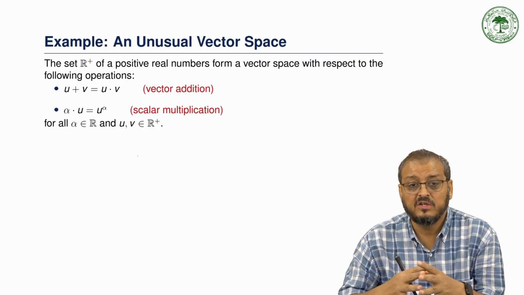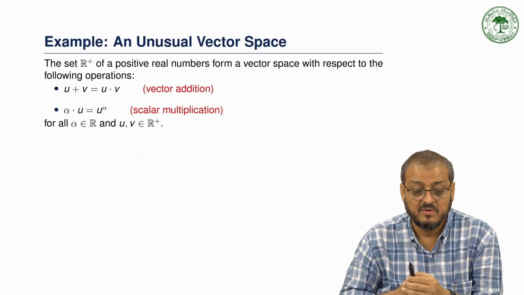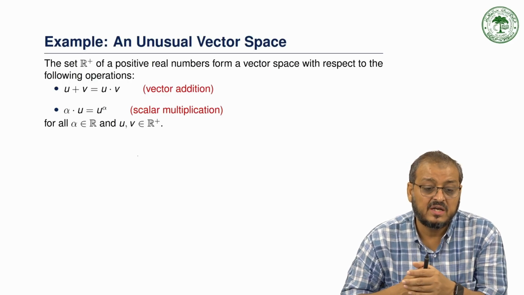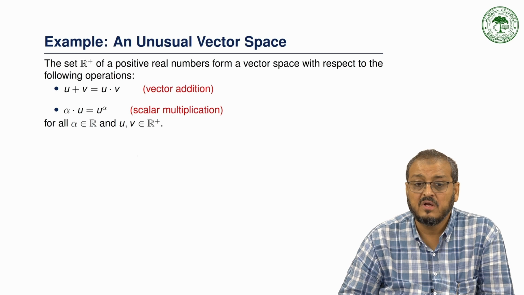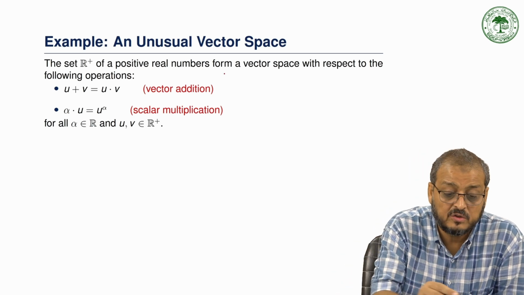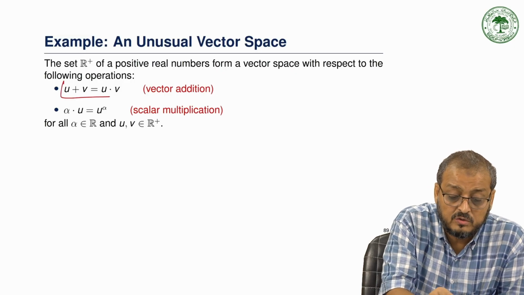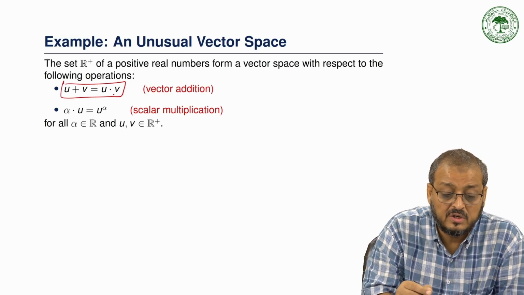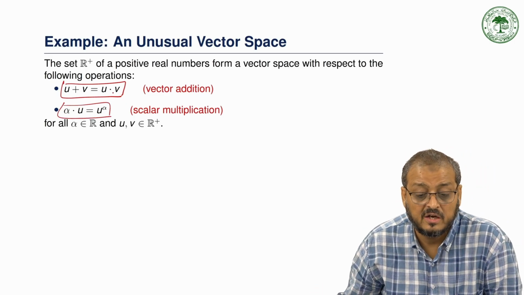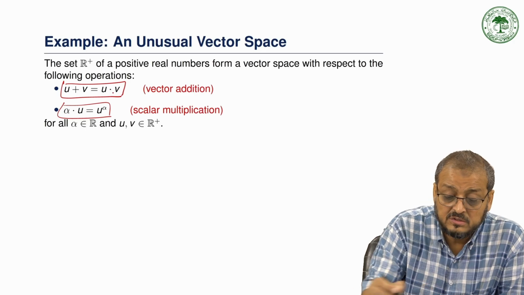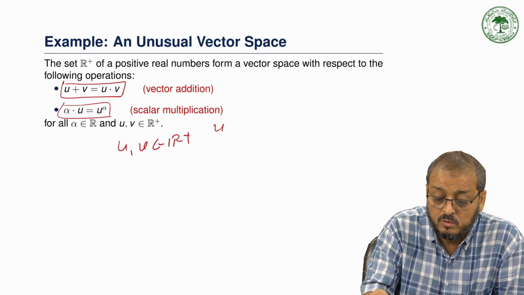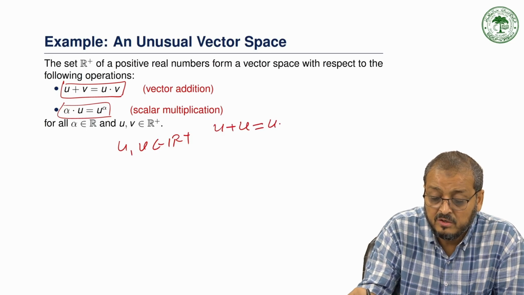Okay, so now let us try one unusual vector space. We have to prove this: let R positive be the set of all positive real numbers. Is it a vector space with respect to the following operations? Addition we define as the product of two real numbers, and scalar multiplication is defined as a power. Clearly, if U and V are elements of R positive, then U plus V we define as U times V.